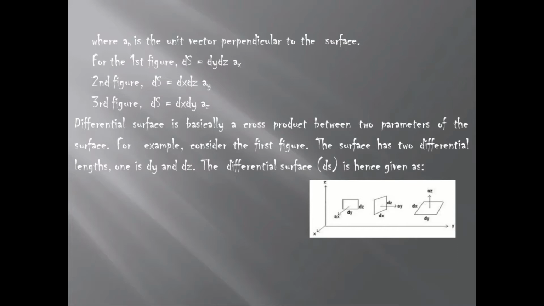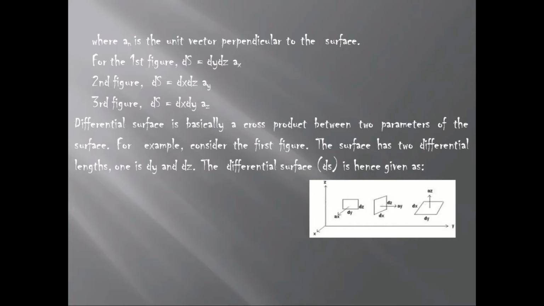So the differential surface is basically a cross product of the components or parameters which we take as a surface. If we take the yz surface, dy dz are the components and the unit vector which is perpendicular to it is ax.